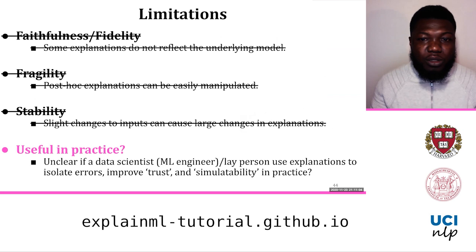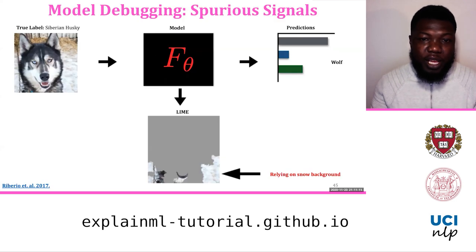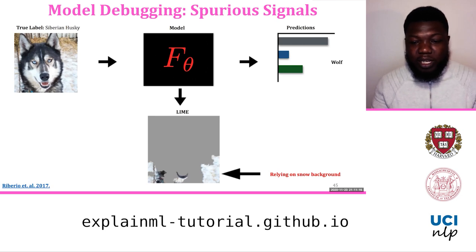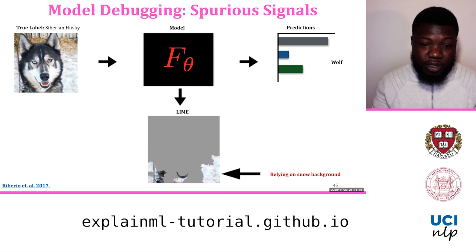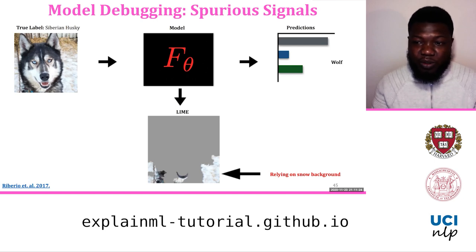So that concludes our discussion on stability. We can now move to a discussion of whether explanations are useful in practice. As we discussed earlier, in the case of LIME, explanations were used to identify spurious signals in a training set of a model that was trained to identify different animals. Here we can see that LIME is indicating that the model is relying on the snow background as opposed to the object in determining that the object is a wolf.